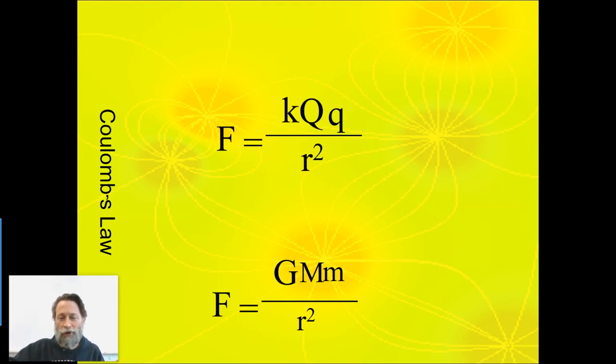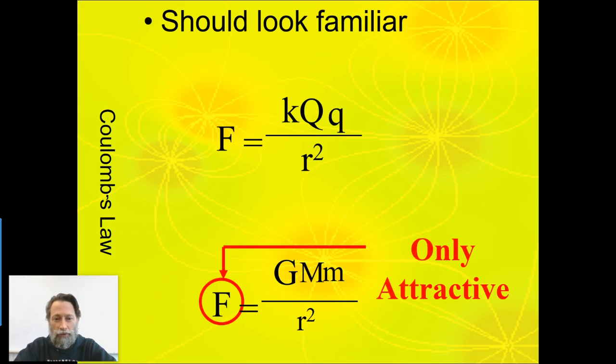that we studied in the fall, and I have that up on the screen, which is the GMM over r squared. So this was Newton's gravitational law at the bottom here, and at the top is Coulomb's law for static electricity. So there are a bunch of similarities and a few differences that we want to highlight for this. So they should look familiar to you.